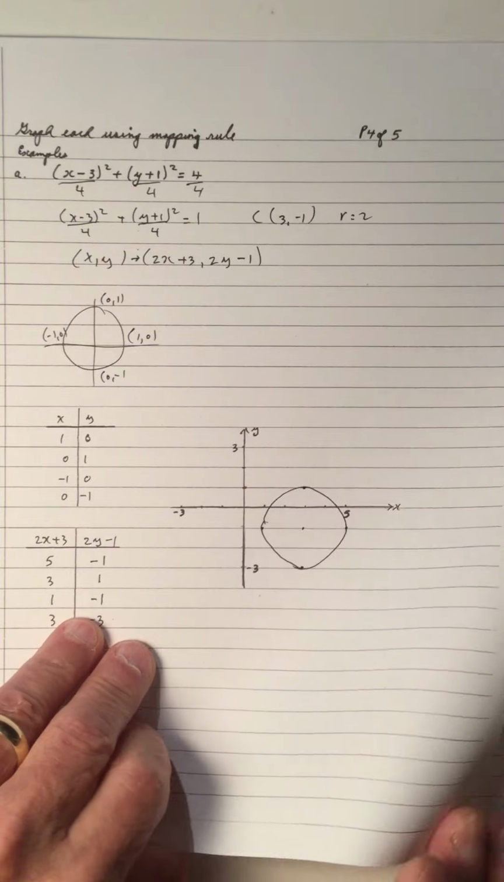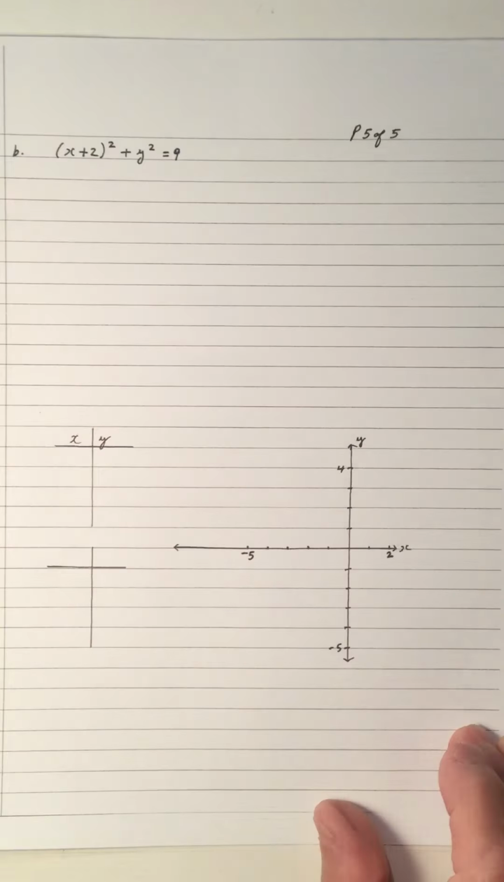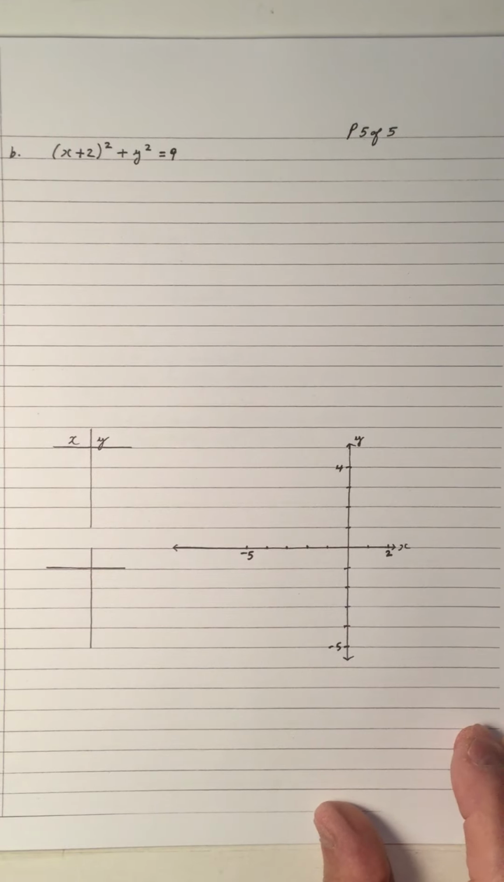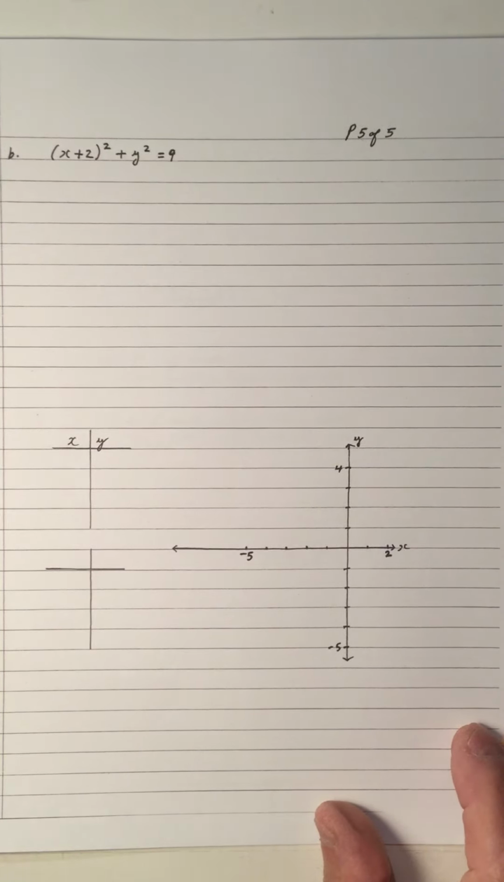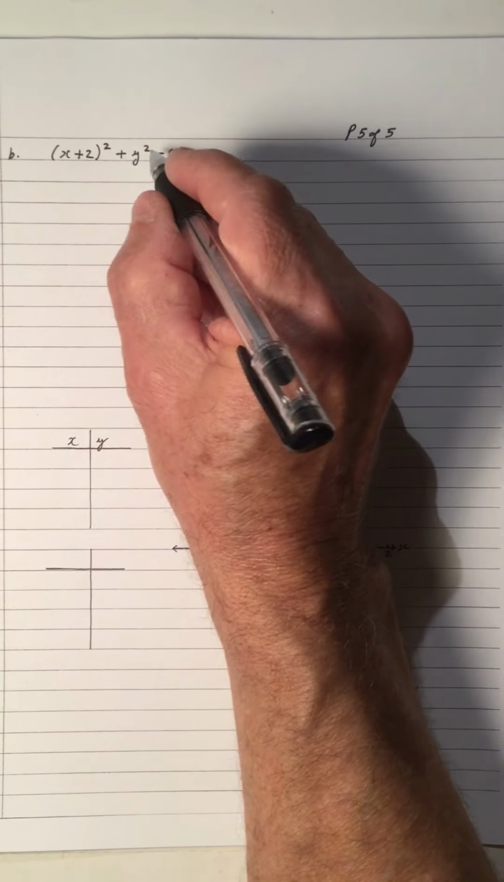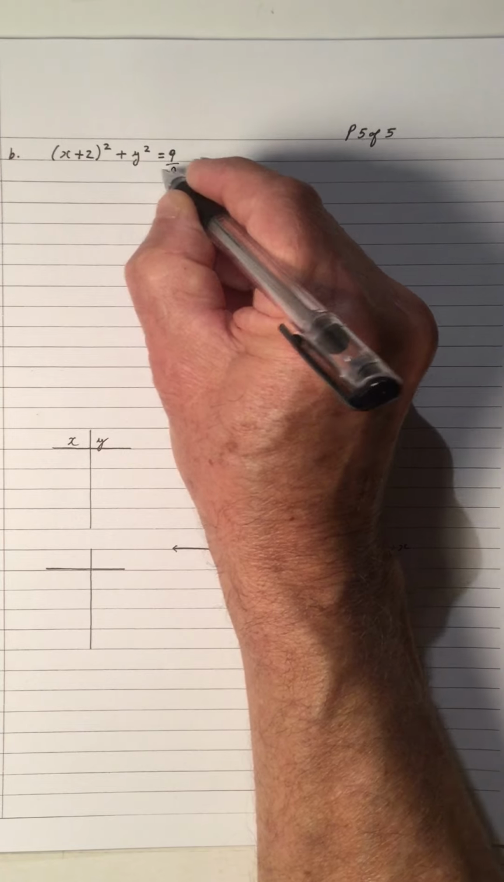But I wanted to explain it with what we call the mapping notation. And we have one more to do. And again, if you want to pause the video and work this out before I do, go ahead. Now we have to divide by 9.